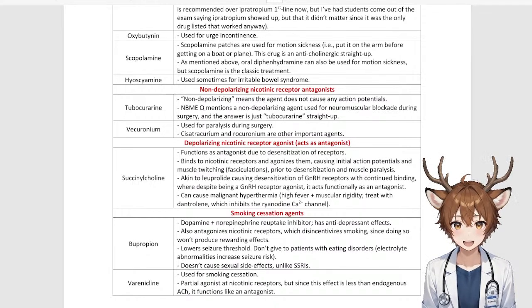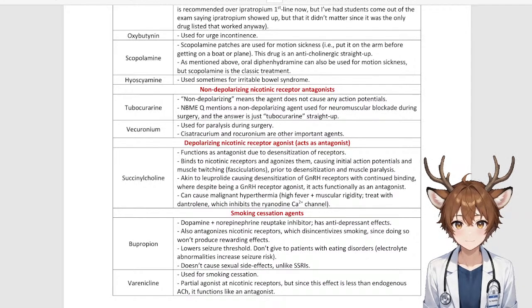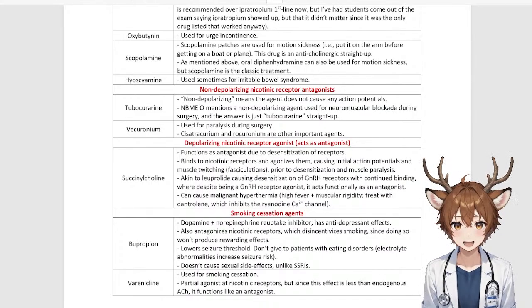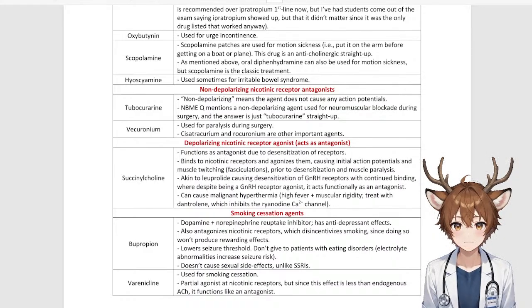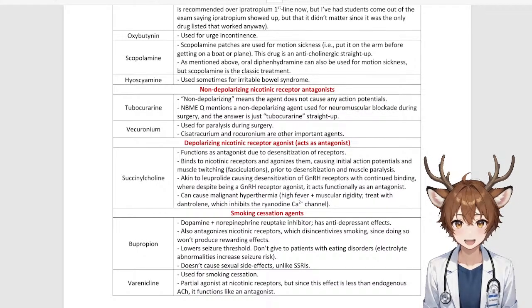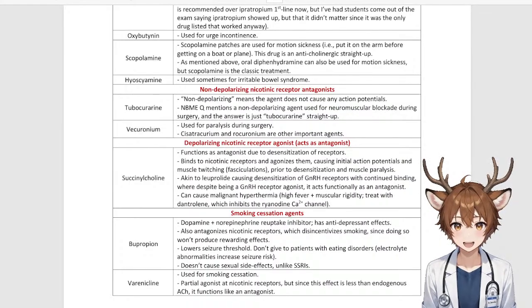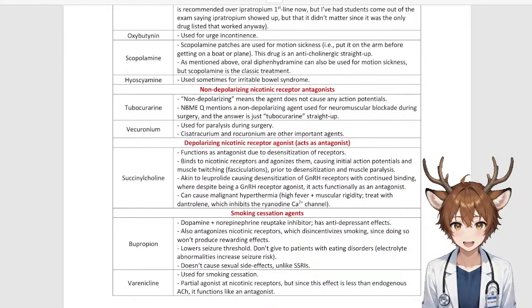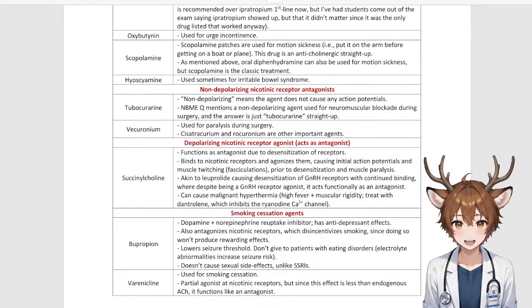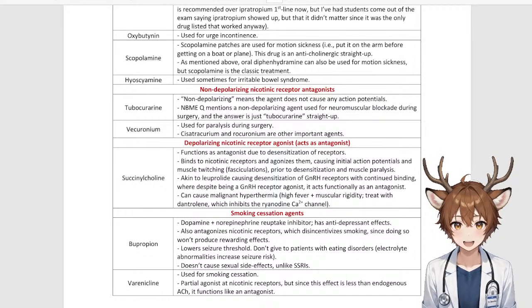What about the depolarizing nicotinic receptor agonist which acts as an antagonist? Well, succinylcholine is the one we're talking about here. That one's an interesting one. Succinylcholine functions as an antagonist due to the desensitization of receptors. It binds to the nicotinic receptors and agonizes them, causing the initial action potentials and muscle twitching, fasciculations, prior to desensitization and muscle paralysis. Akin to leuprolide causing a desensitization of gonadotropin-releasing hormone receptors with continued binding, where despite being a GnRH receptor agonist, it acts functionally as an antagonist. It can cause malignant hyperthermia, high fever, and muscle rigidity.